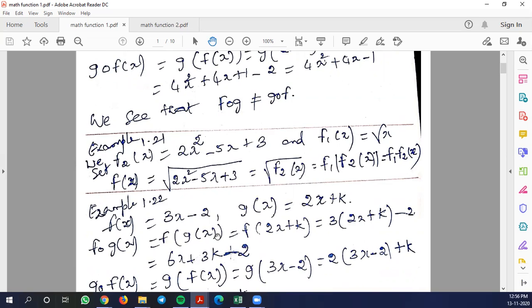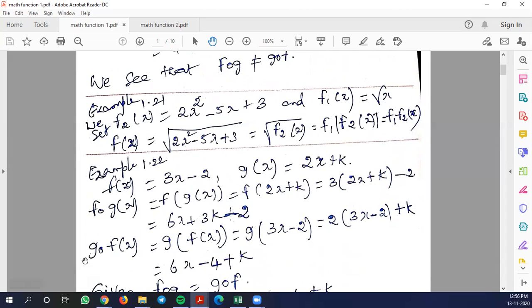So here f of what is g of x? 2x plus k. Now what I told you already, this full thing is to be taken as x. Now coming to f of x, what is f of x? 3x minus 2. So this is 3 into, in the place of x, you have to substitute this full value because this is x now: 2x plus k, minus 2. Expand this one. 3 twos are 6x plus 3k minus 2.